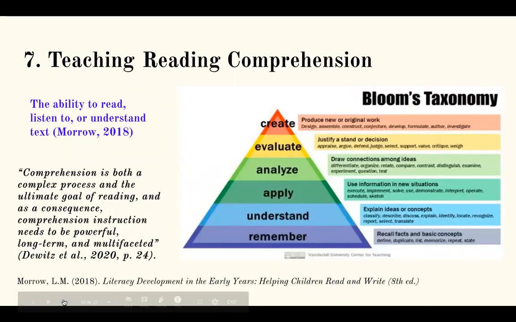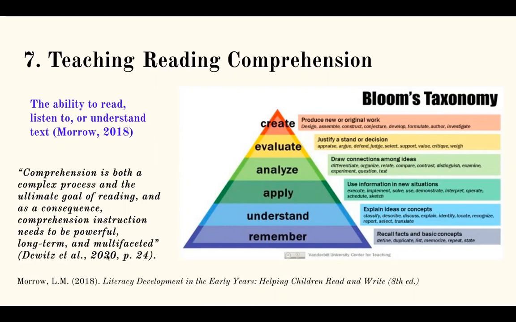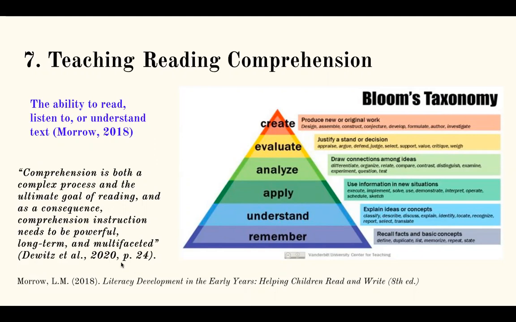The seventh essential skill is teaching reading comprehension. And so that is the ability to read and listen to or understand text. And it's important to recognize that comprehension is both a complex process and the ultimate goal of reading. And as a consequence, comprehension instruction needs to be a powerful, long-term, and multifaceted event, as described by DeWitt and colleagues. So because comprehension is so multifaceted, it also includes a lot of thoughtful, complex learning opportunities that we have to be mindful of as we plan for instruction.